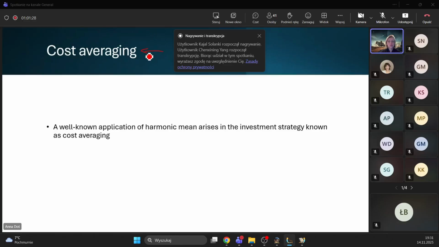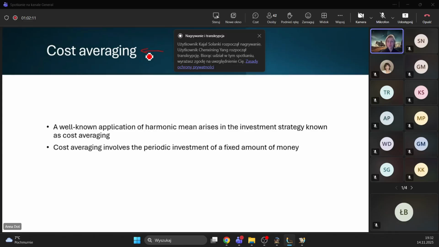Cost averaging means that an investor decides to periodically dedicate a fixed amount of money to buy the same asset. Think of a stock of Advanced Micro Devices. This is a company that observed significant growth last month. However, this is a company that has existed for some years. And the investor could have a strategy to allocate $1,000 every month to this stock.